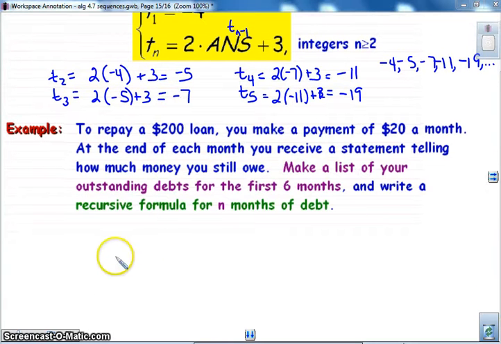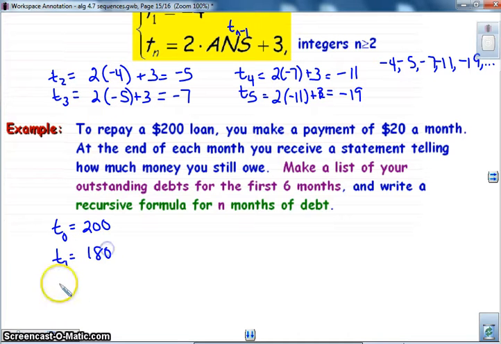On the last example, it says you have 2 more examples. To repay this $200 loan, you want to make a $20 a month payment. At the end of each month, you receive a payment telling you how much you owe. Make a list of outstanding debts for the first 6 months. Well, if you want to think of this, term 0 is actually 200. But what is term 1? That's after our first payment. We've subtracted 20, so that's 180.